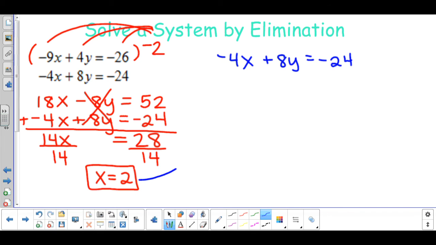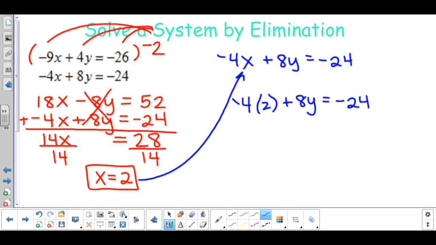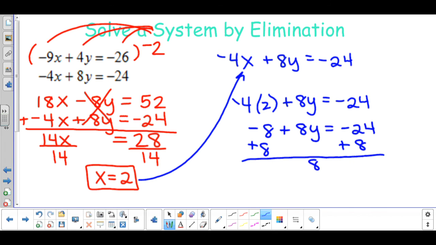Since I know x to be 2, I'm going to have -4 times 2 plus 8y equal to -24. Now I'm going to simplify so I can solve for my y variable. -4 times 2 is a -8 plus 8y equals -24. To solve for my y, I'm going to add 8 to both sides. 8y is now going to equal a -16. I'm going to divide by a +8, and my y will be a -2.